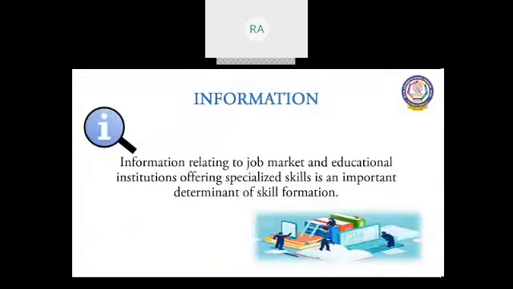The last source of human capital formation is information. People spend money to obtain information relating to labor market and about educational institutions, employment opportunities, level of salaries associated with jobs, etc. Through this, they can make choices regarding investment in human capital.